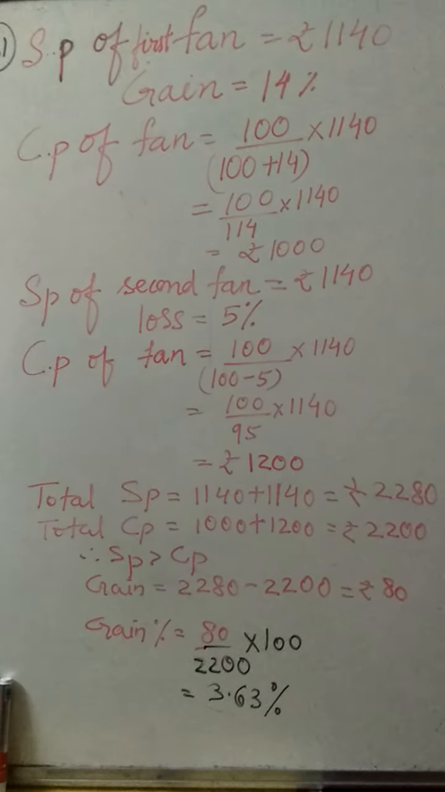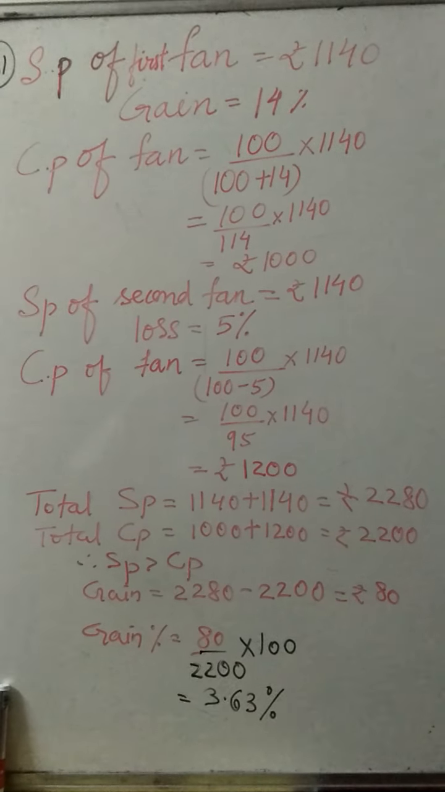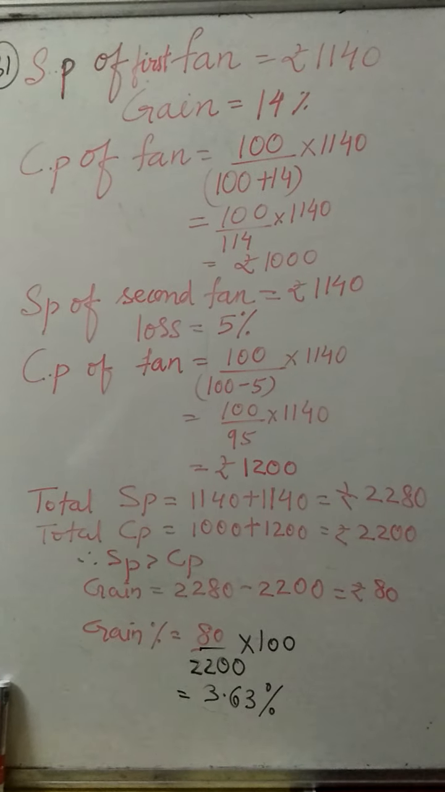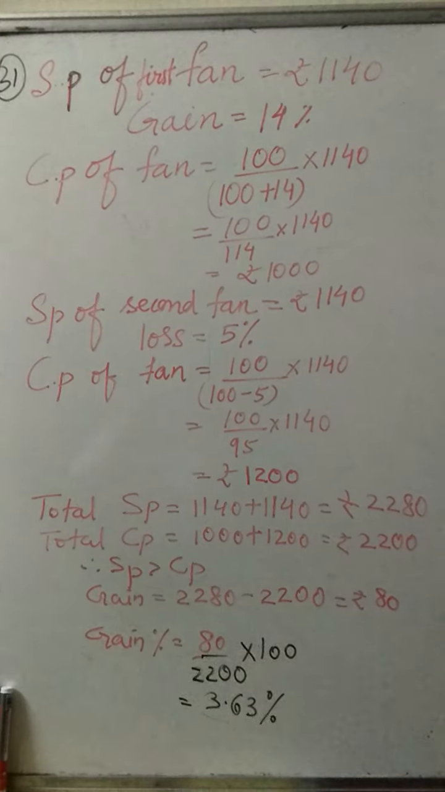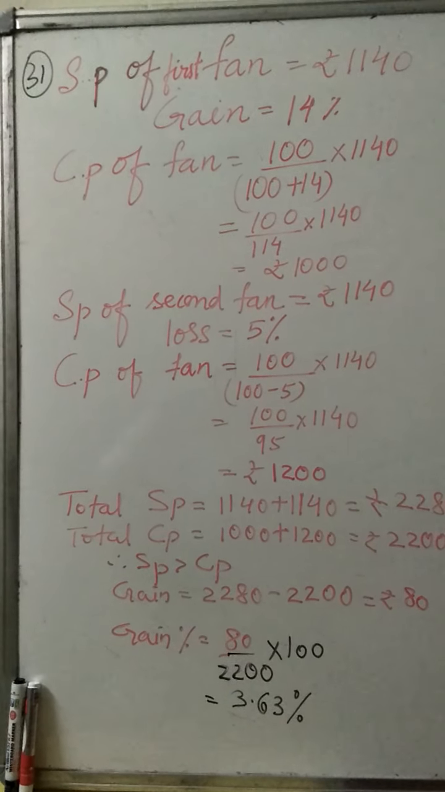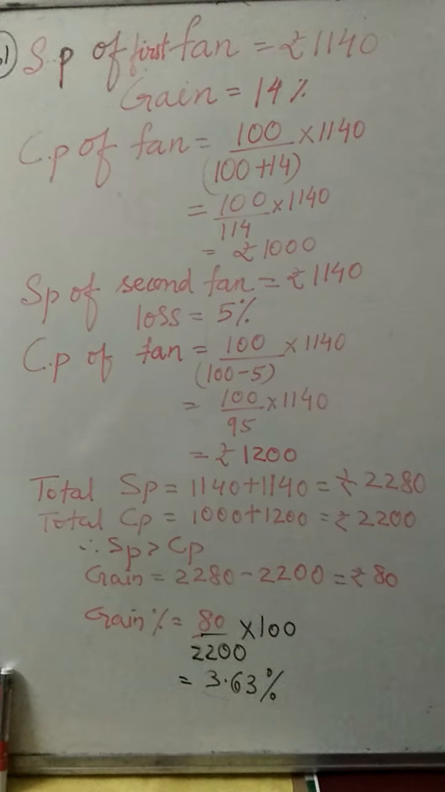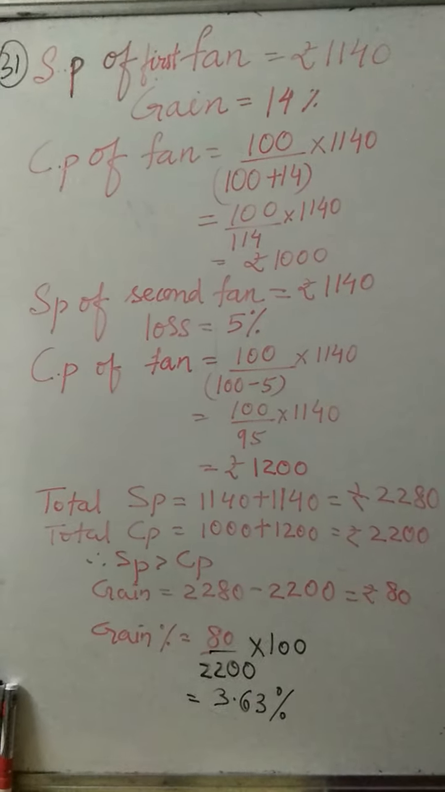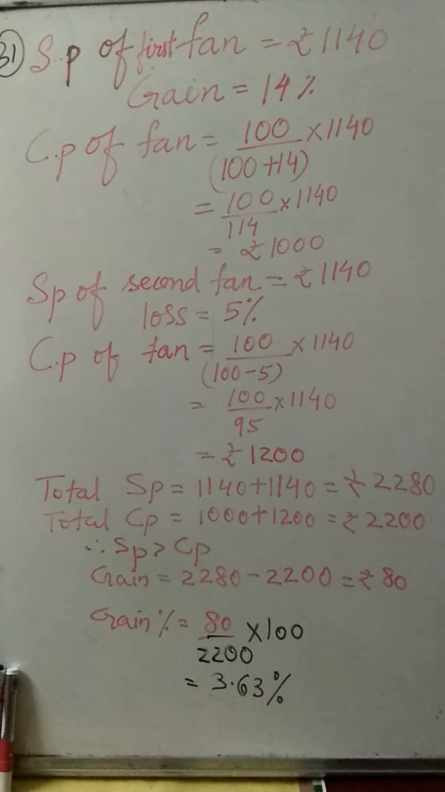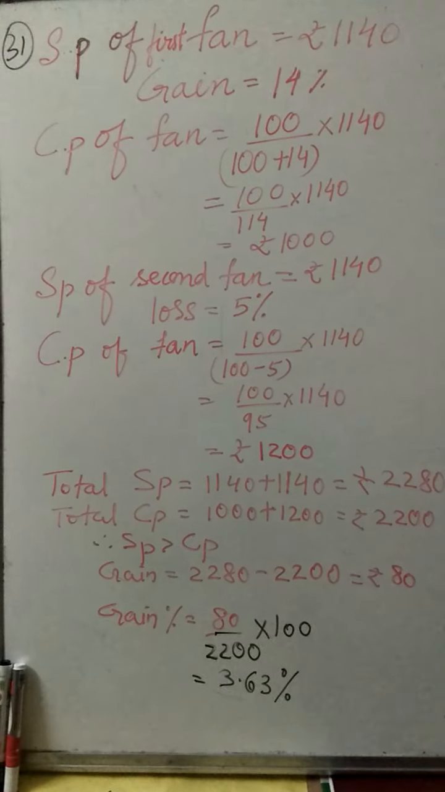Okay, now question number 31. A shopkeeper sold two fans for rupees 1140 each. On one he gains 14%, while on the other he loses 5%. Calculate his gain or loss percent in the whole transaction. So the cost price you have to find out.